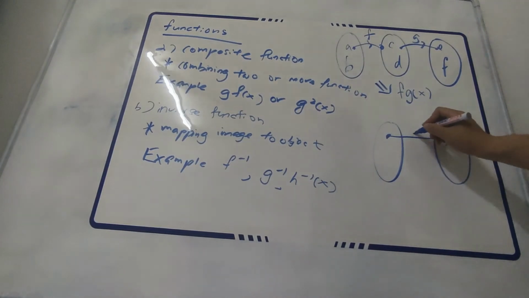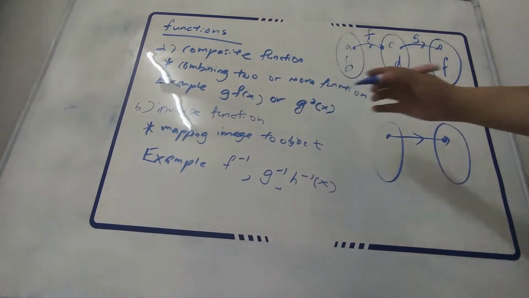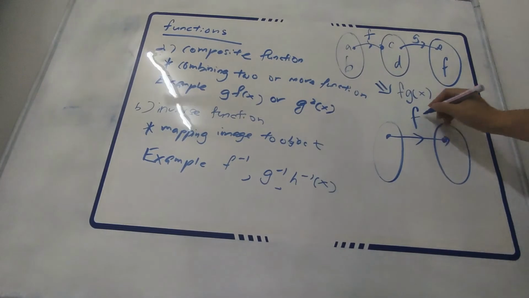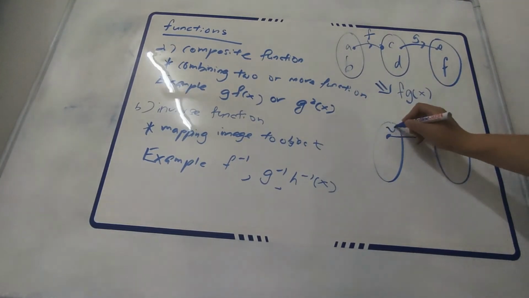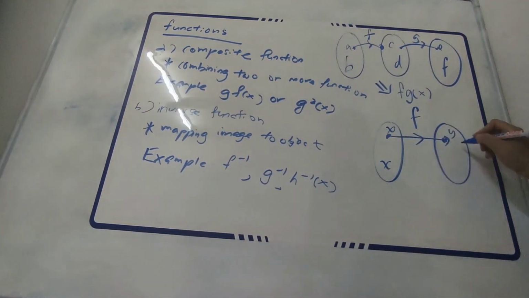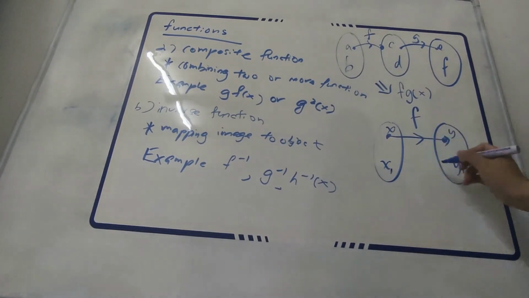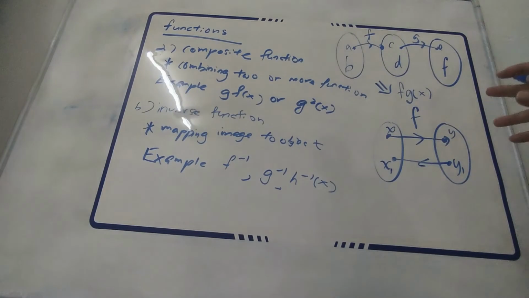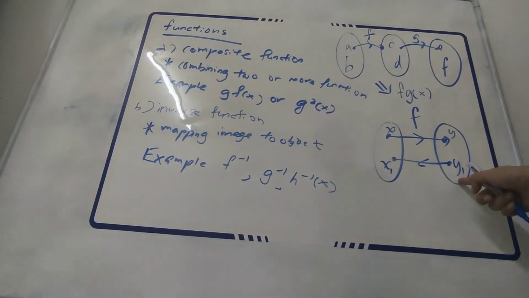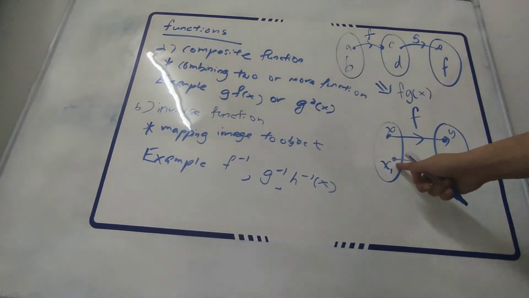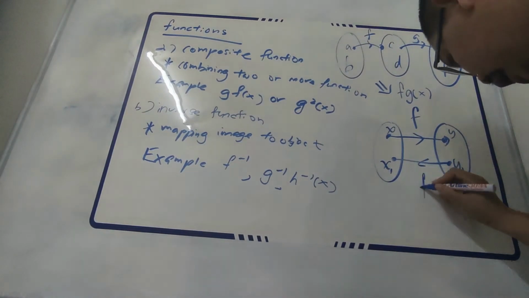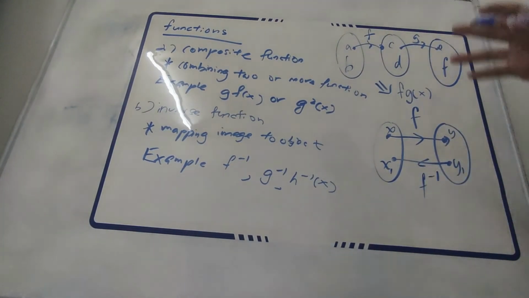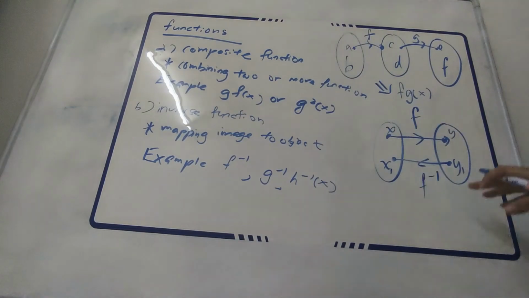For the inverse function, that means the function that maps image to object, mapping the codomain to domain, then you have, this is the forward function. That means if this is the function of f, then of course x y, x1 y1. If it comes another way around, this is the backward function, mapping image to object. So this is f minus 1.